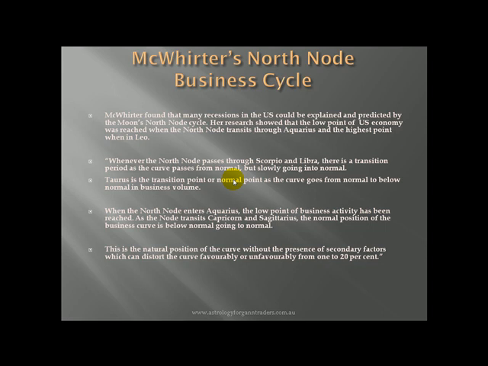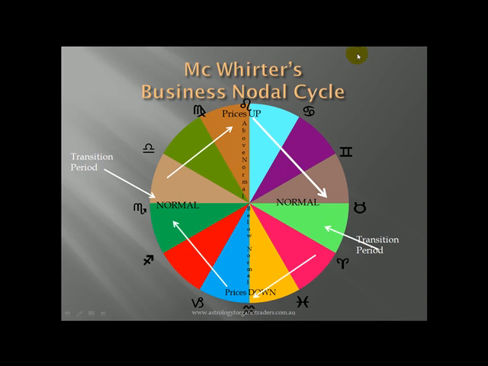That is the natural position of the curve without the presence of secondary factors, which can distort the curve favorably or unfavorably from 1 to 20%. So this is basically what the cycle looks like. So she found that prices were up when the node was in Leo, and went down for approximately 4 years into the transition period when it was in Taurus. Then the low was when the node was in Aquarius, then slightly going up into normal, into Scorpio there, and then the high point again when it reached Leo again.